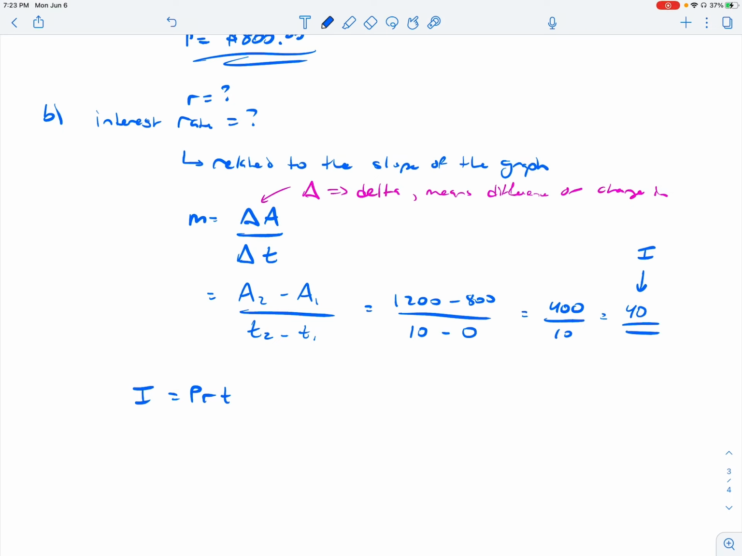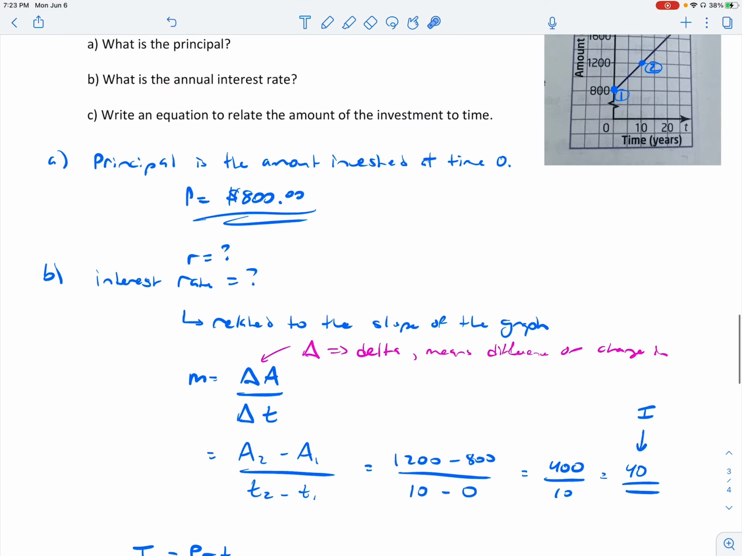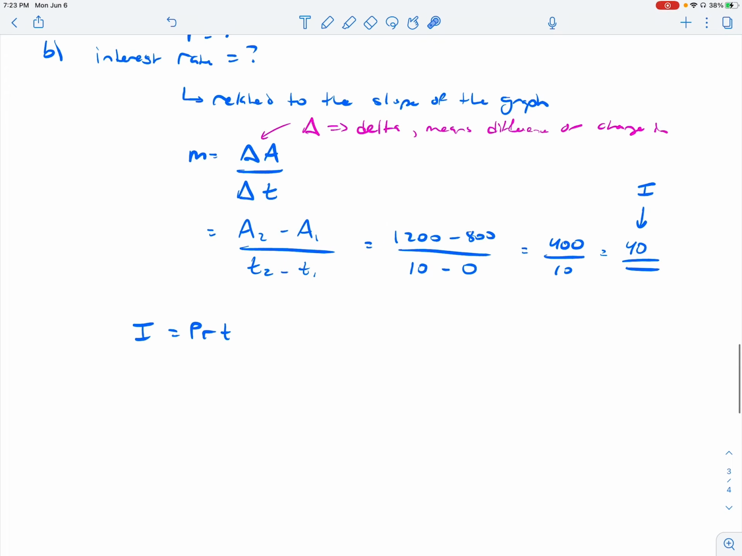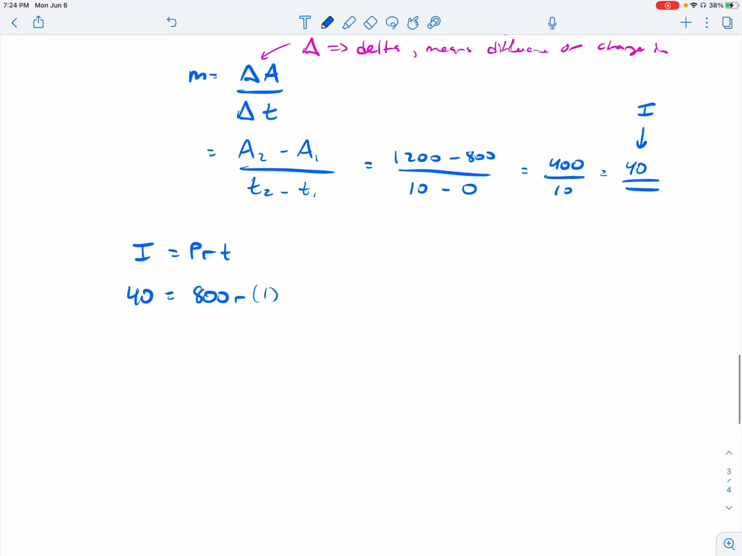We could also take our initial amount that was invested, 800, and divide it by the interest. That would also give us our rate. So I'm going to write here 40. 800 was invested initially. So to make only $40 of interest, that means it's been invested just for 1 year. That's the slope. Put 1 in for time.